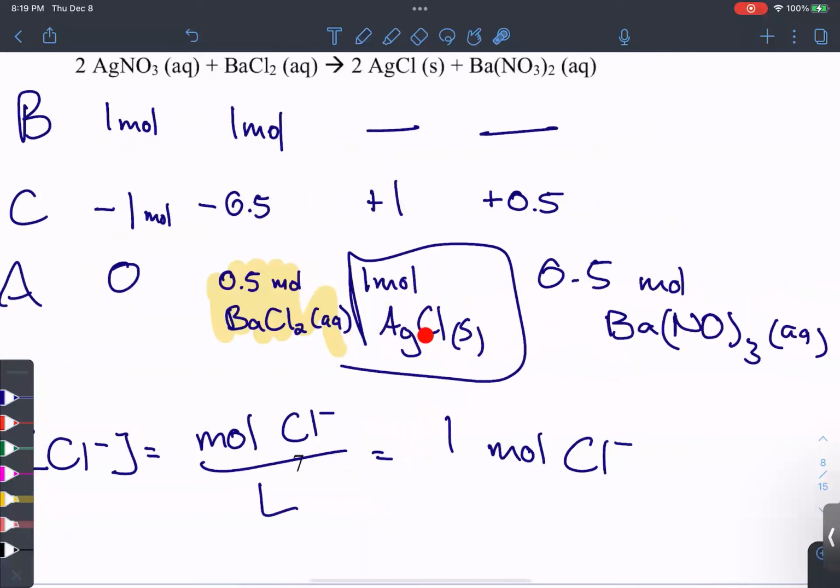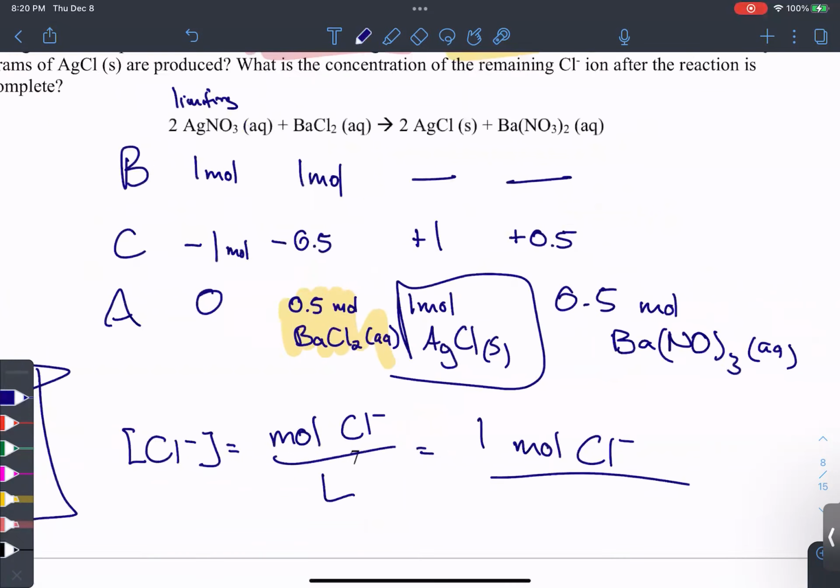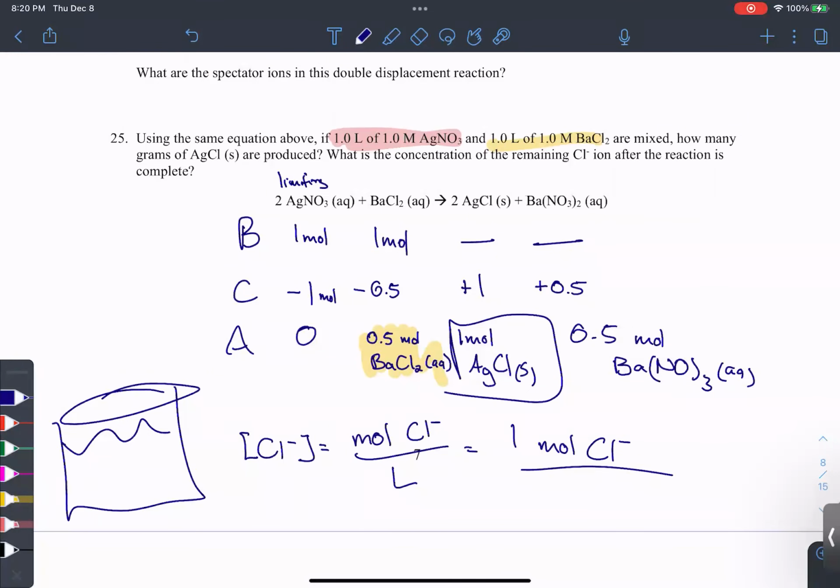Let's be complete. What about silver chloride? Does this contribute chloride ions into solution? No. But there's chlorine there. It's a solid. So if it's a solid, is it floating around in solution? No, it's at the bottom of the beaker. It's not in solution, so we don't count that. And barium nitrate doesn't have any chloride, so we can ignore that. So the answer is 1 mole divided by the total volume, which is 2, so it's a half. Cool.